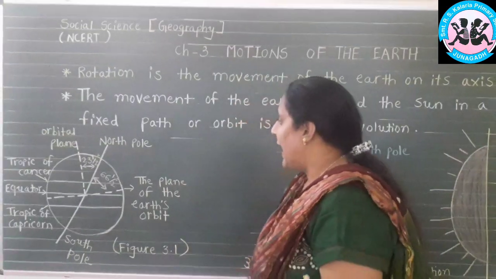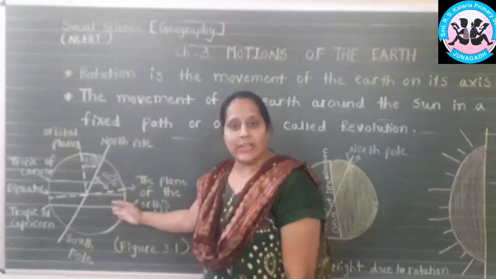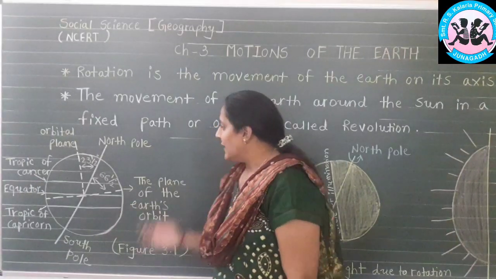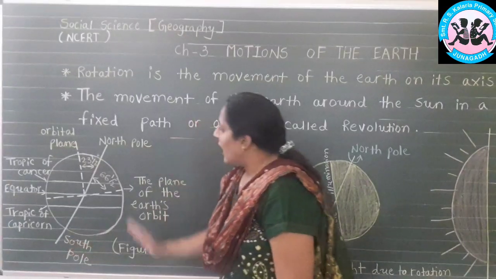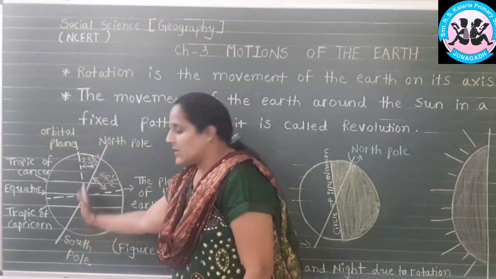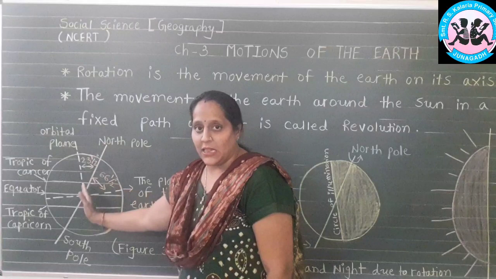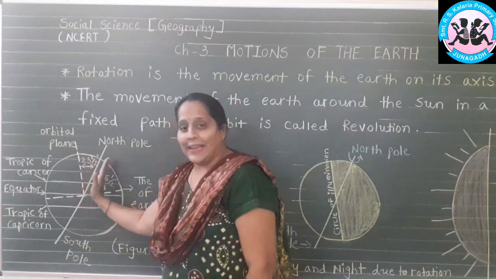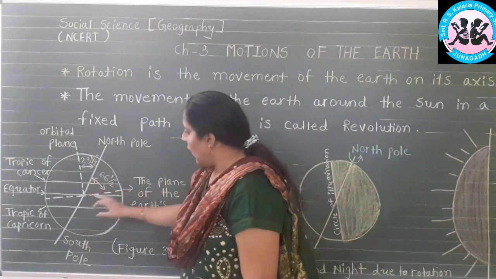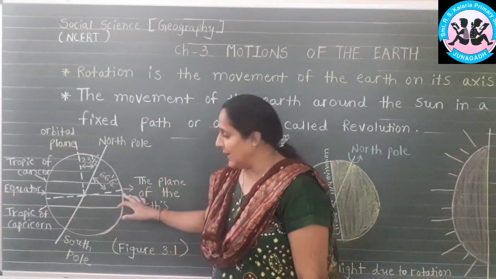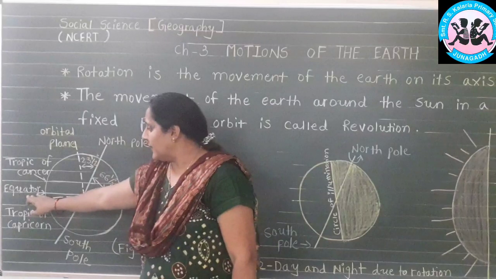Okay, so here I draw one diagram which is already given in our textbook. In this diagram you see there is a north pole and south pole. This is the imaginary line, it is called the axis, which is slightly tilted towards the sun. So here you see the middle latitude line, which is called the equator.